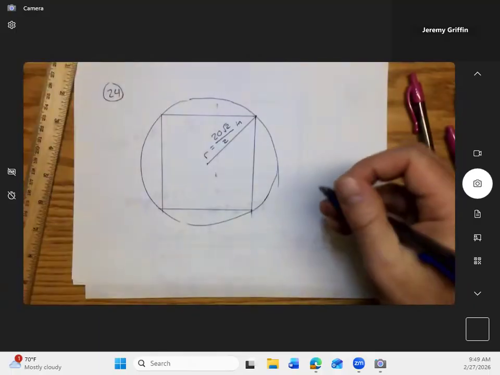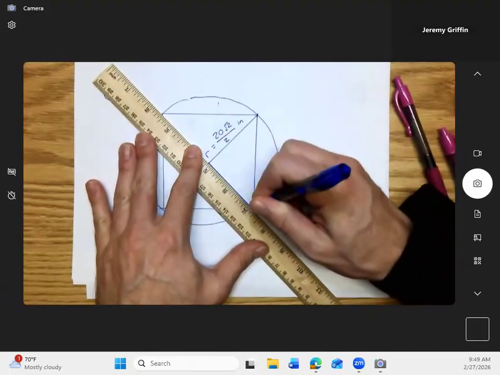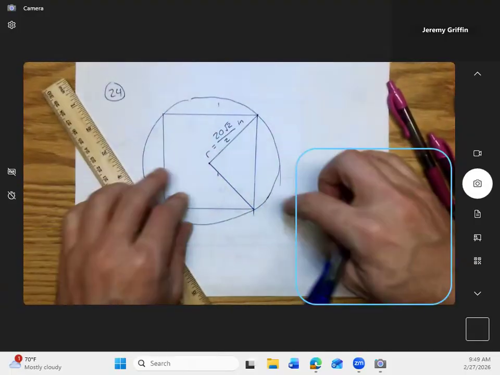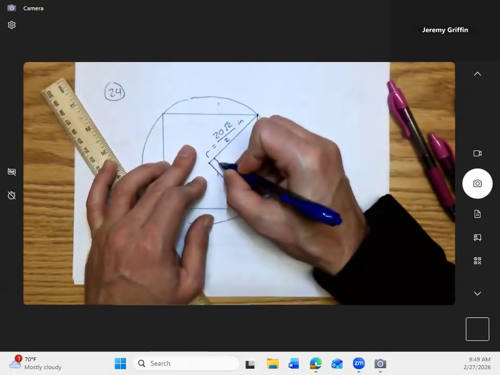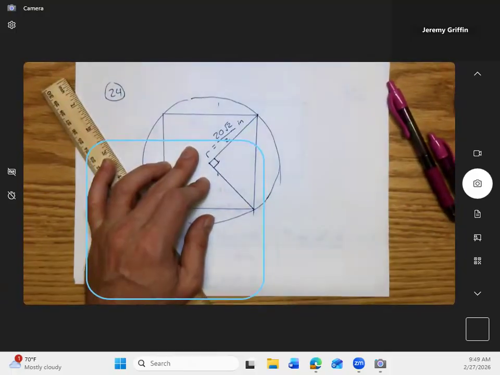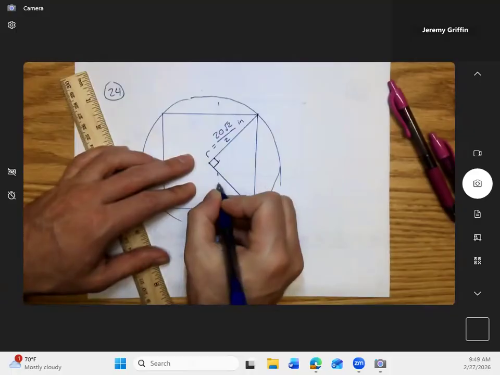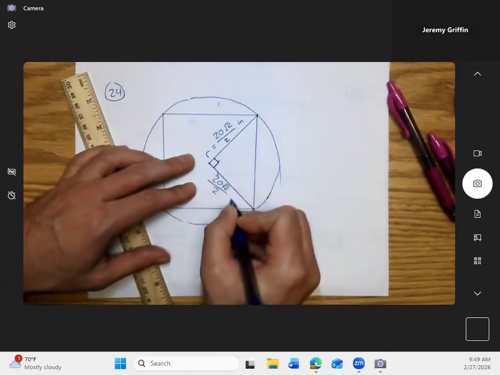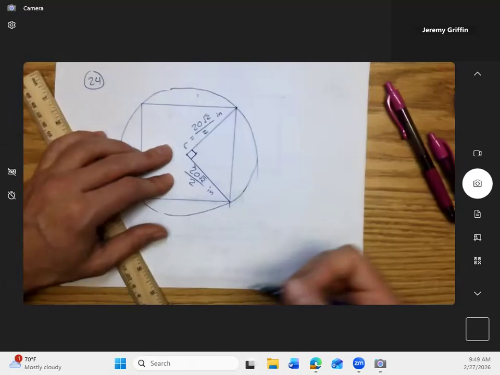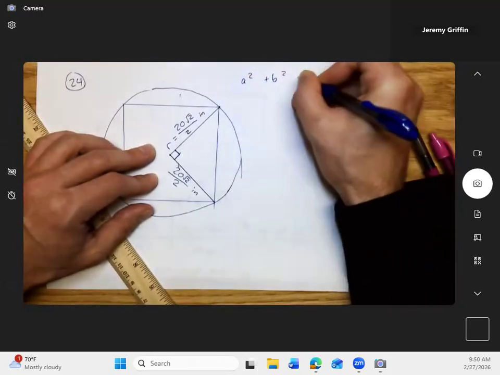Oh, side length. So then we do some trigonometry here. The side length of the square is the same thing as the hypotenuse of this isosceles right triangle. I mean, this is an isosceles right triangle, isn't it? You can use the Pythagorean theorem, because this side's also 20 root 2 over 2 inches. Let's try it that way. Can you guys go a squared plus b squared equals c squared?